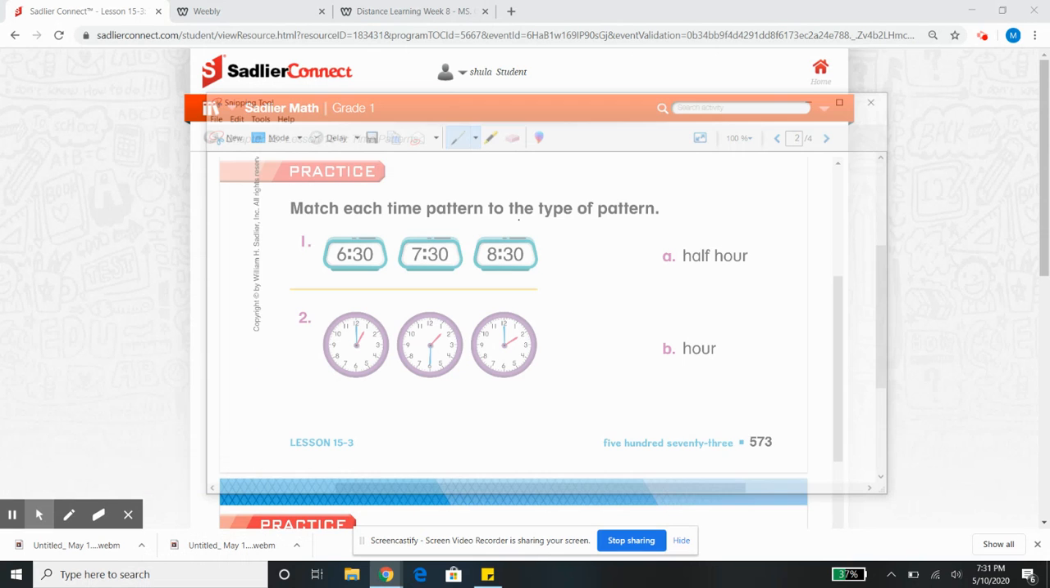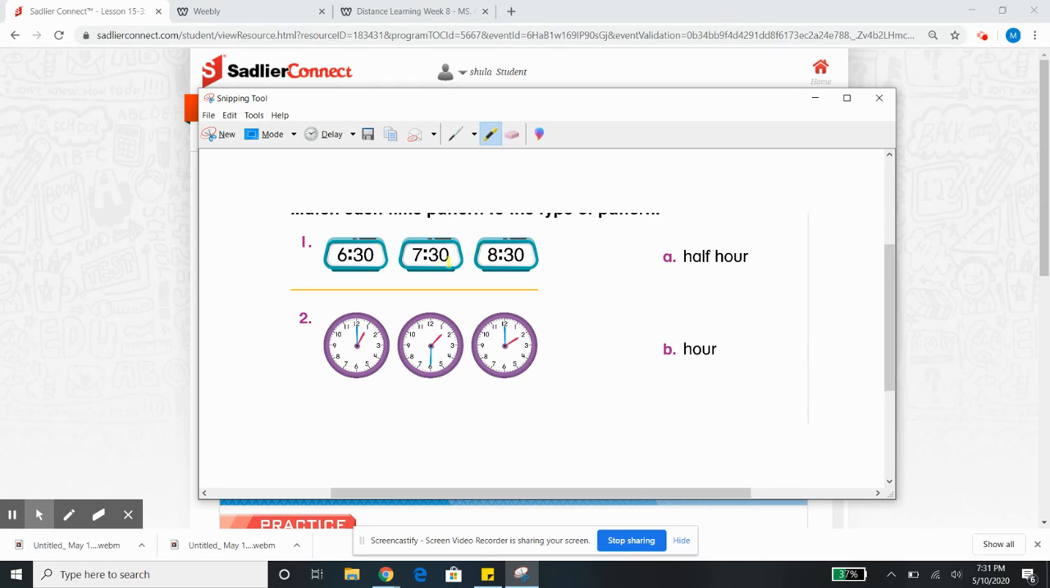So don't get tricked. Just because you see 30 minutes there does not mean that it's by the half hour. So for this one, 6:30, 7:30, 8:30, that's going to be going by the pattern of an hour. Awesome. Now look at number 2. I have 1 o'clock, 1:30, and 2 o'clock.